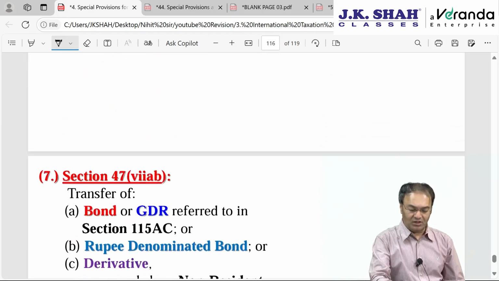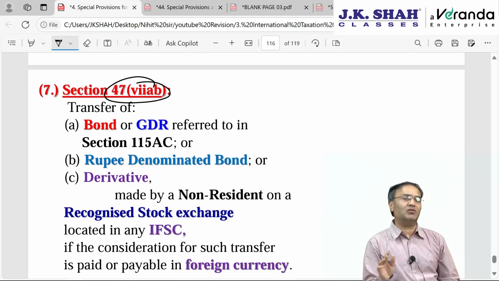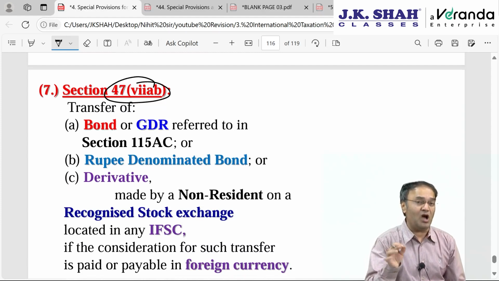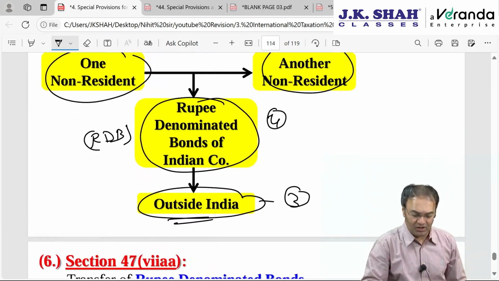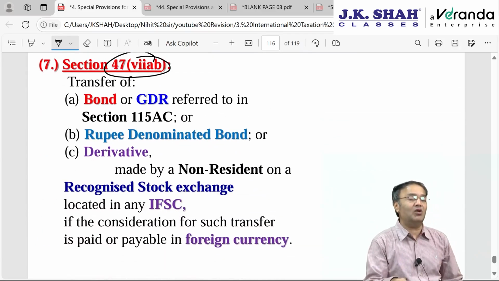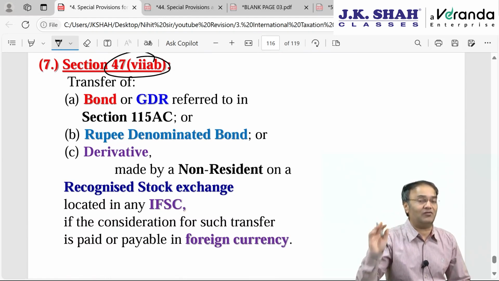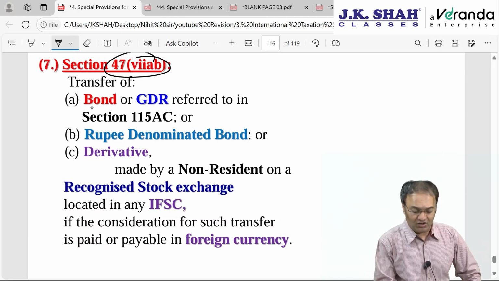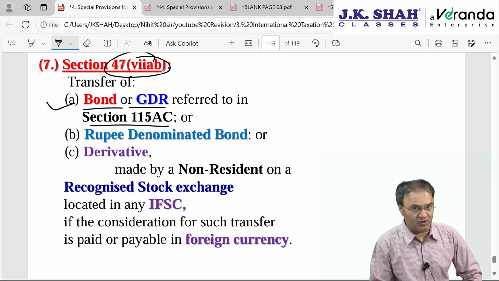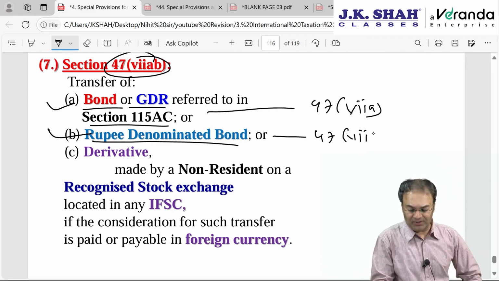Okay. Then the next is 47 clause 7AB, everything remaining the same, assets as we discussed in the earlier two points, but now the transfer is not taking place outside India. Unlike outside India in the fourth condition, here the transfer is taking place in India only, but on a recognized stock exchange located in an IFSC, International Financial Service Center. Transfer of, number 1, bonds or GDRs referred to in 115AC, something which we discussed in 47 clause 7A. A rupee denominated bond, something we discussed in 47 clause 7AA.